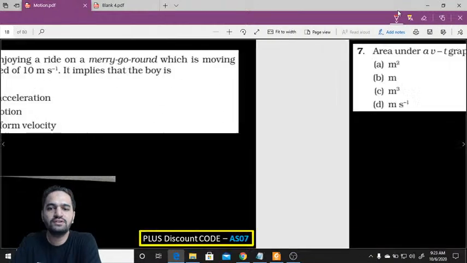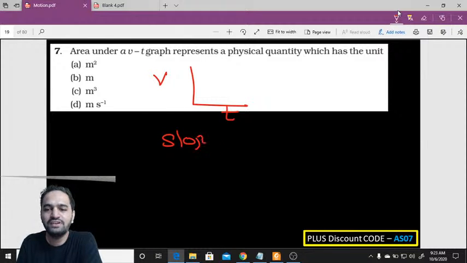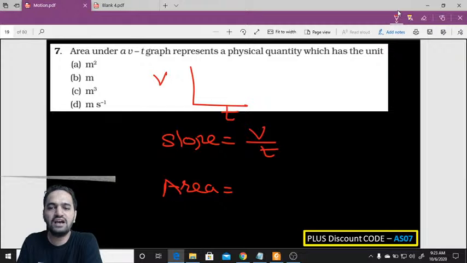Now let us move to the next one. Question number 7. Area under the VT graph represents a physical quantity which has the unit. They are asking, if we take the area of the VT graph, what quantity will we get? See, if we take the slope of this graph, it would be V by T. And if we take the area, it would be V into T. So V by T is acceleration and V into T is displacement.